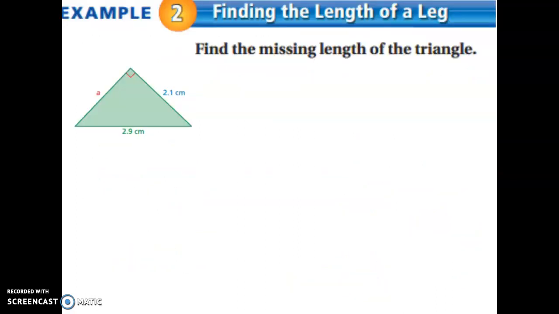Example 2. Find the missing length of the triangle. So here we're looking for A. We're not looking for the hypotenuse C. This is our hypotenuse, and it's important to label it correctly because C always has to be the hypotenuse. That means this leaves the blue 2.1 centimeters as our B value. So again, start off with your Pythagorean theorem. A is the unknown that we're looking for. B is 2.1 centimeters, and C is 2.9 centimeters.